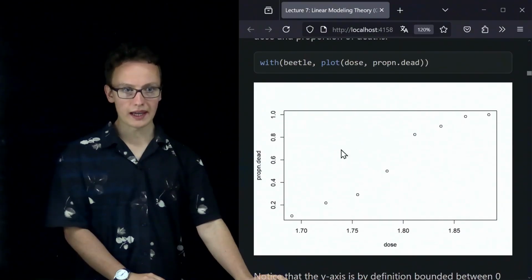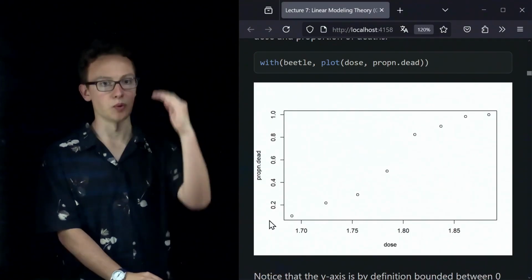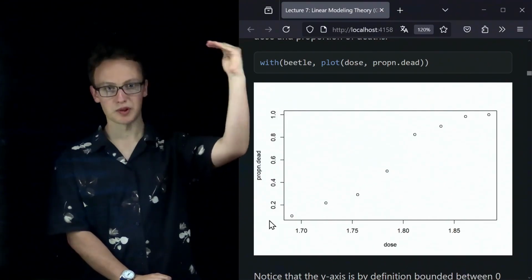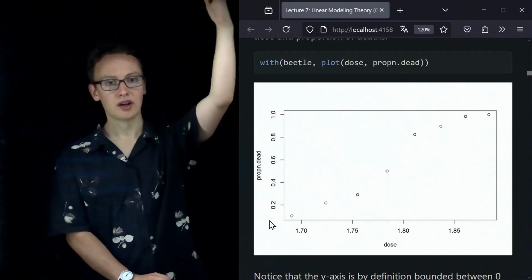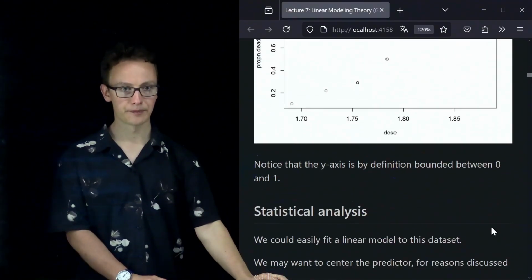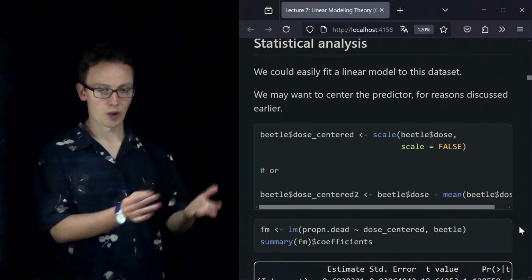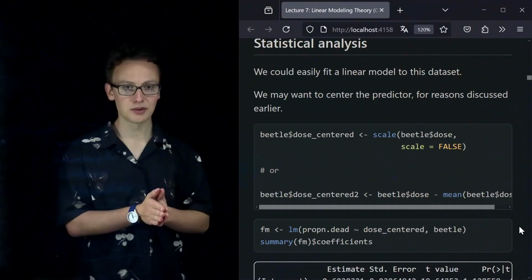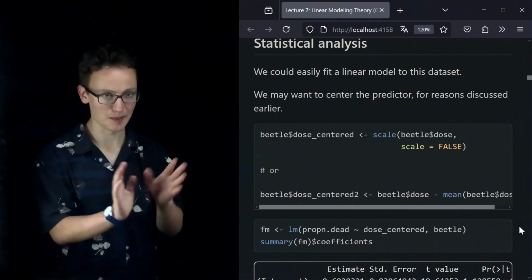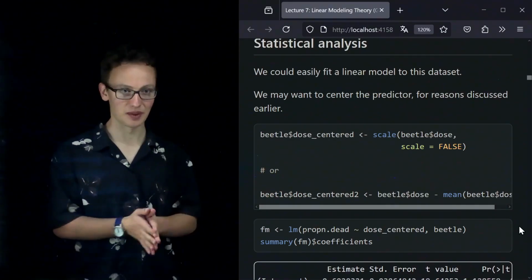Note that the y-axis, by definition, has to be bounded here between 0 and 1, right? Because these are now proportions, so there can only be the minimum proportion of 0 or the maximum proportion of 1, meaning 100%. There's no values above or below that range. That's an important property here. Now, if we want to approach this naively, we could try to fit a linear model to this data set. We'll see in a moment why it's a bad idea, but in principle we could try to do that, okay? There's nothing stopping us from doing that.